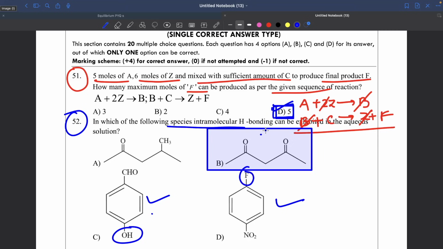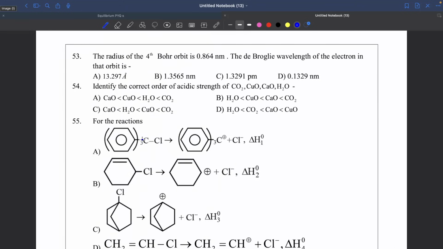Acetyl acetone forms hydrogen bonds within itself, so even in water it remains in the enolic form, which is going to be something like this. This kind of structure is going to be formed, which has intramolecular hydrogen bonds within itself, right. We will move to the next question.